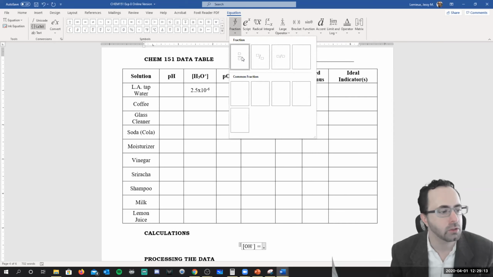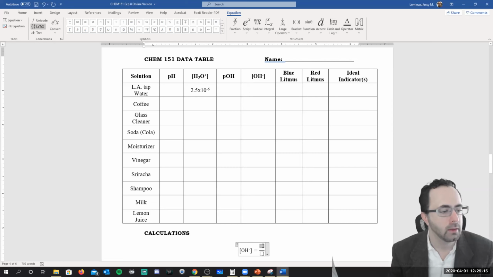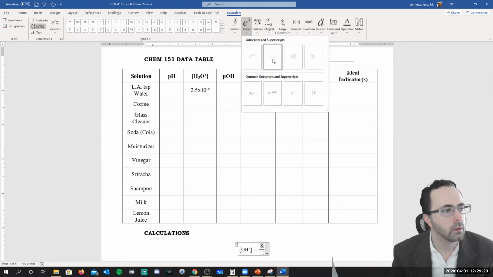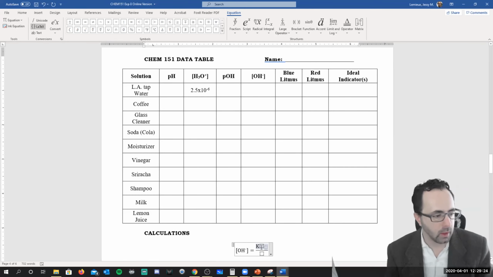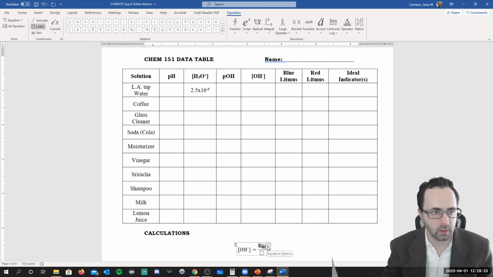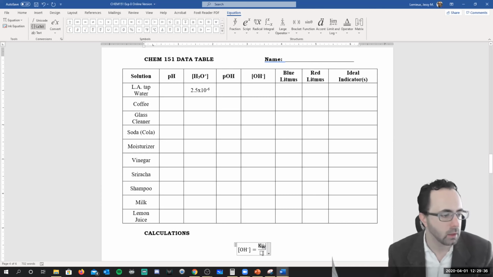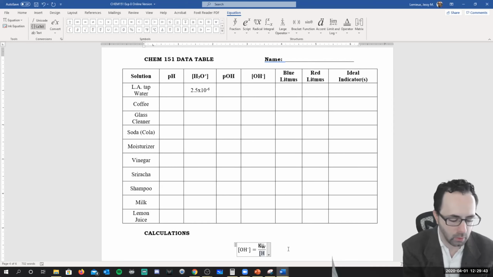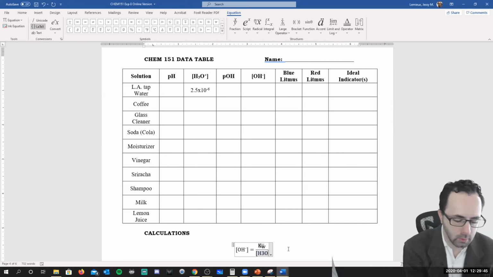So I make a fraction like that. And this is going to be the K, and then I do a subscript. So script right here, subscript, K, and I want this K to be the main number, and then I dragged it over, and then I do subscript like this, W, KW, over the concentration of hydronium, H3O plus.